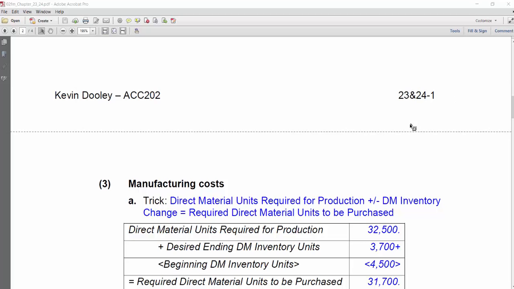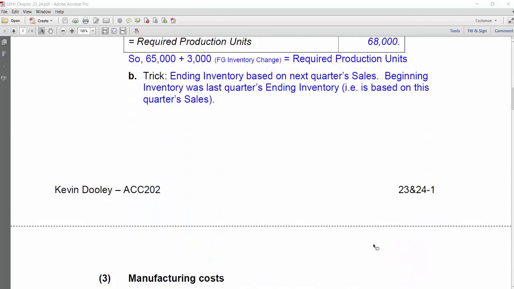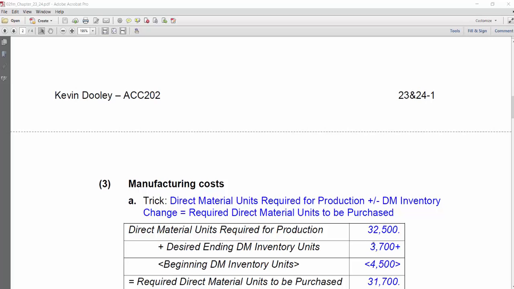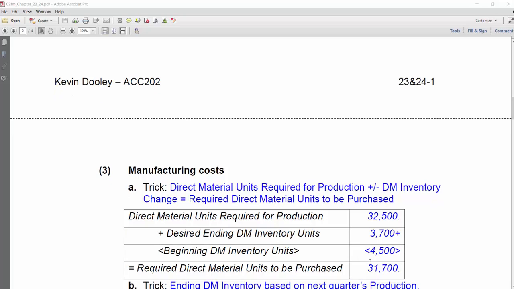Now when we're looking at manufacturing costs dealing with, for example, direct materials, we have a different kind of inventory we have to keep track of, and that's our raw materials inventory. The same kind of trick applies here as previously, although in this situation you can see that the ending direct materials is smaller than the beginning direct materials, so the impact will be the opposite of what it was above. So we take the 32,500 units of assumed units of direct materials that we need, and let's say that we have 3,700 we need in our ending raw materials inventory, but we already have 4,500. So we really only have to buy 31,700 units of direct materials in order to achieve our required production.